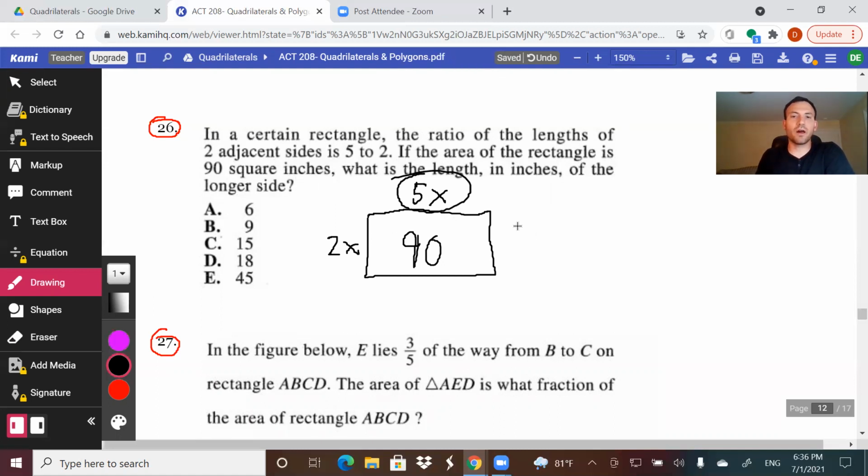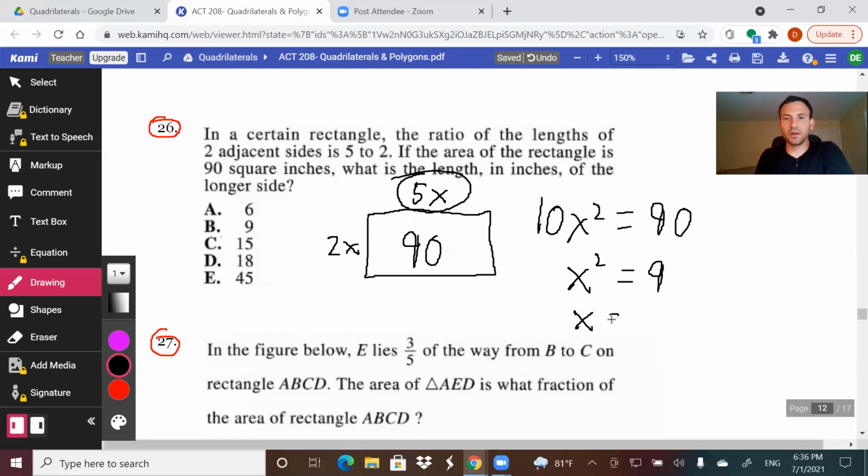So now that we've drawn this out, this is actually quite easy. It's base times height, so that's 2x times 5x, so 10x squared equals 90. Divide by 10, x squared equals 9. X is going to equal 3, and if we plug in the 3 for the x, we get that the long side is going to be 15.